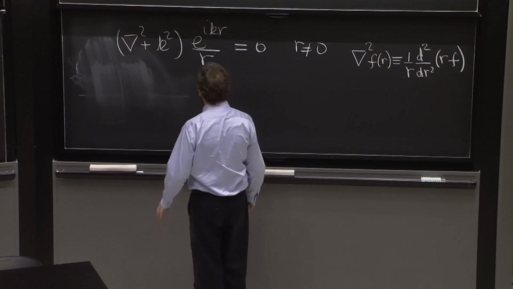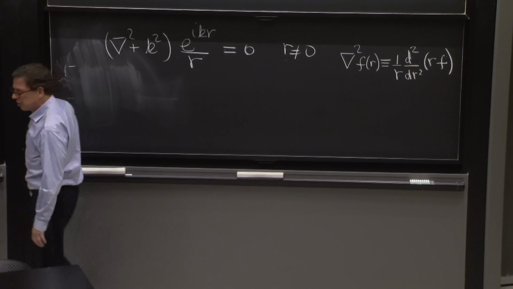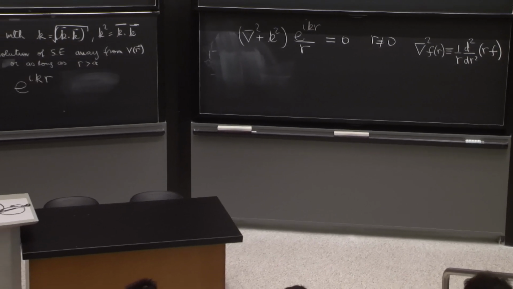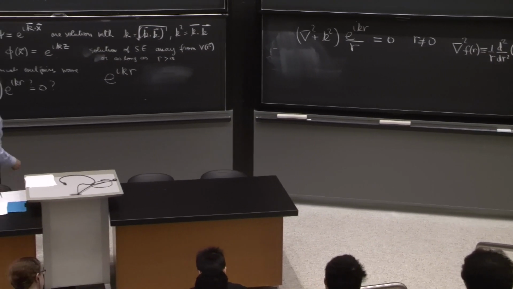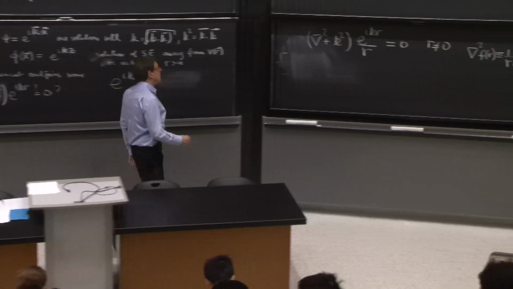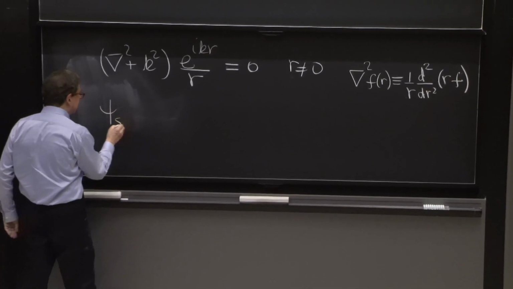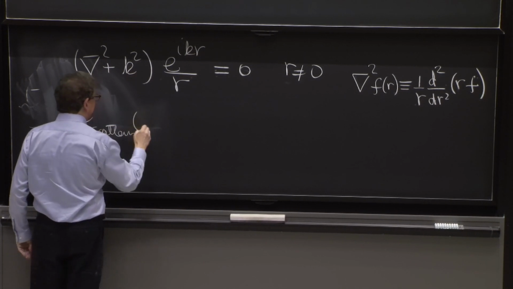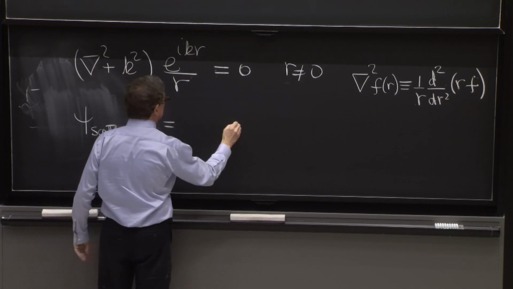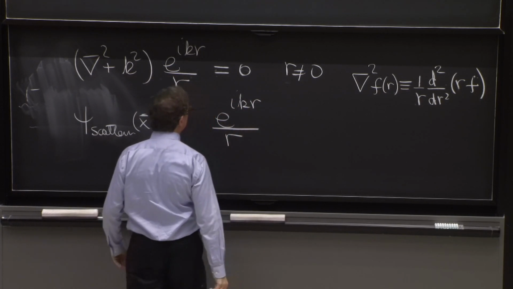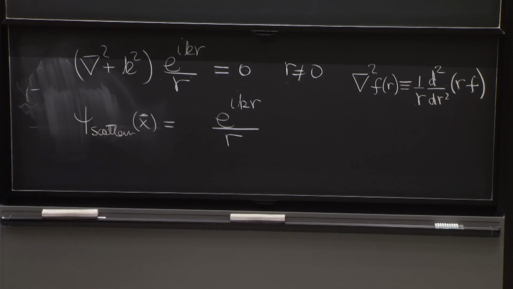And this equation holds okay. And then we do have a possible scattered wave. So we are almost there. We can write a scattering wave, psi scattering of x could be e to the ikr over r, and then leave it at that.